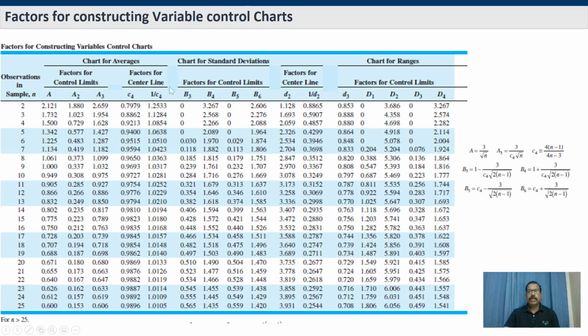What are all the parameters required? A2, A3, D3 and D4, and sometimes you need D2 also. Then you need to check the observation samples, like sample numbers. With reference to the sample number, you can refer to A2, A3 for the chart for average, meaning the X bar chart, and the chart for ranges, meaning the R chart. Standard deviation also you can refer from here, based on the sample size.